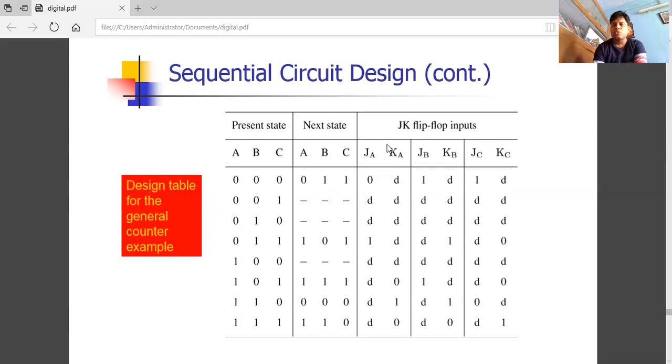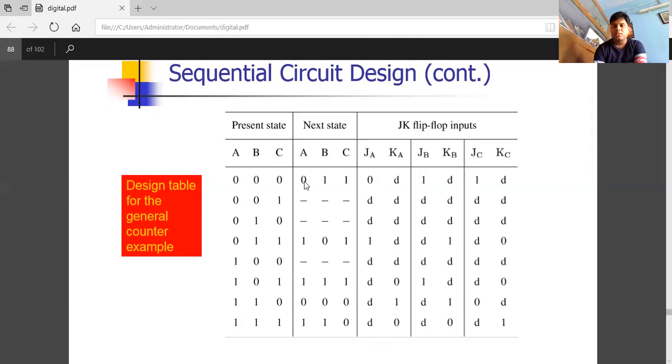In this table we have a present state section with 3 inputs, and a next state section with 3 outputs. ABC is the present state section, and next state is ABC in these 3 sections. We have to design using JK flip-flops, so we have 3 flip-flops with inputs JA KA, JB KB and JC KC. Again we have present state 0, next state 0.